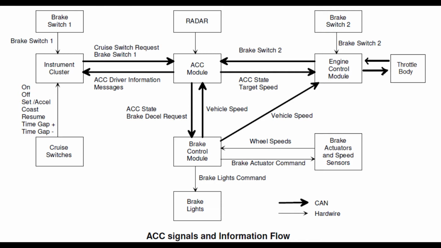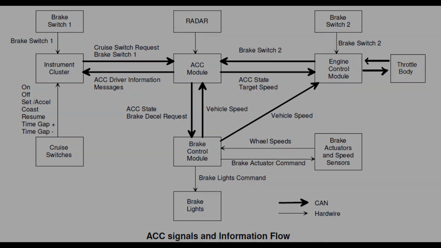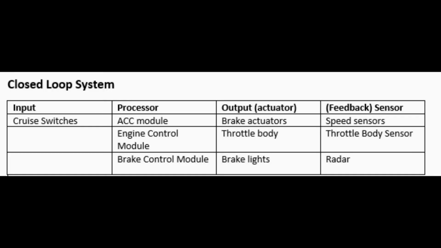There are also the up button and down button, with which you can set the distance between your vehicle and the vehicle up front. The information will be shown at the instrument cluster. Overall, the adaptive cruise control is a closed loop system.